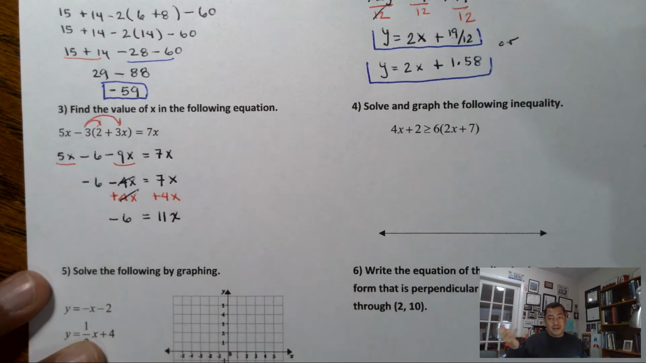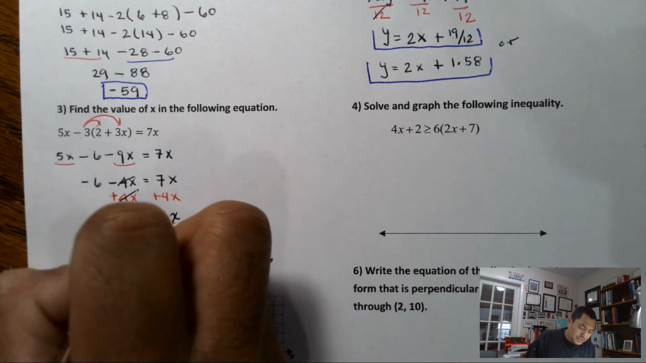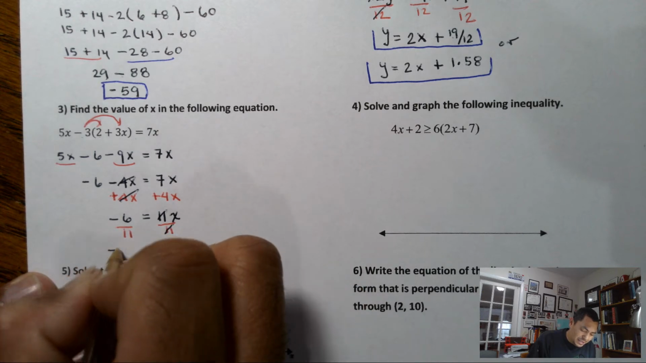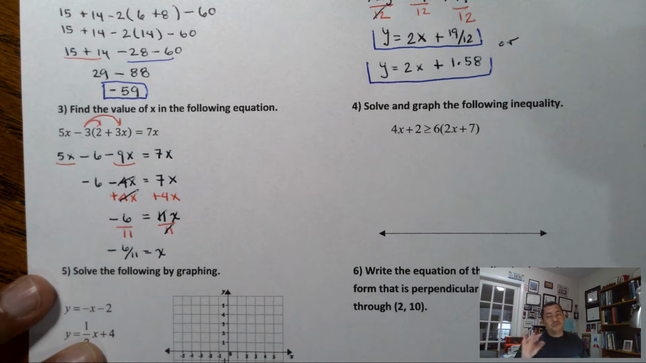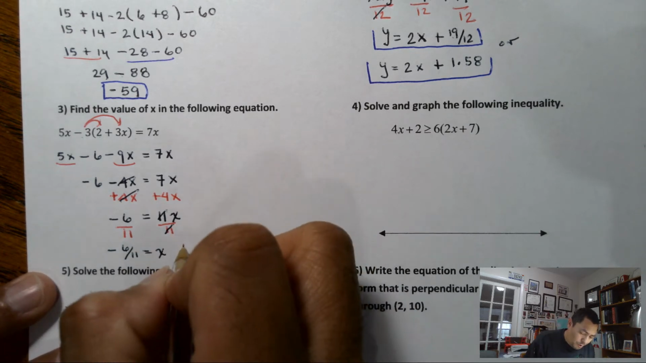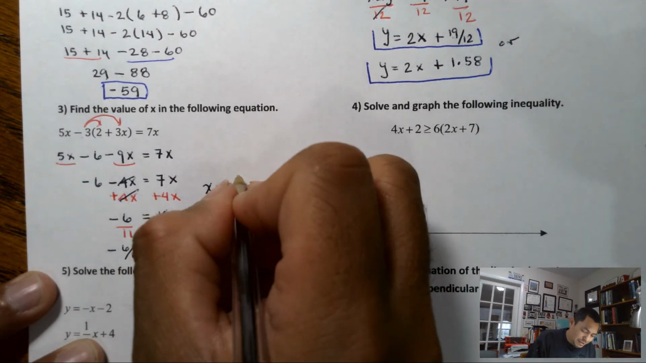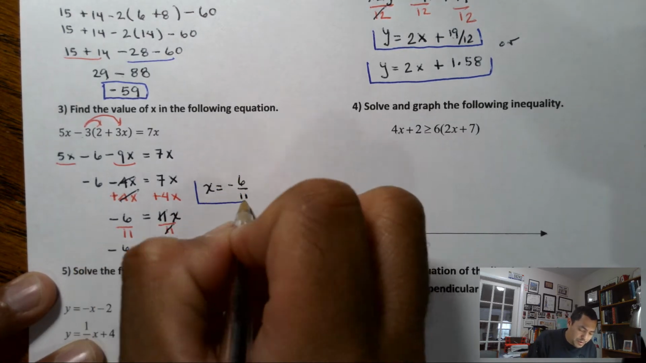Okay, now we need to get rid of that 11 that is multiplying my x. So I divide by 11. So my solution in this case is negative 6 over 11 equals x. Or, if you are someone like me that likes the x on the left side, x is equal to negative 6 over 11.